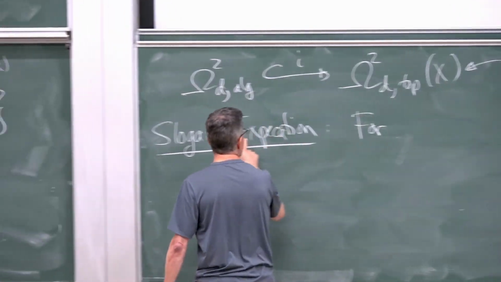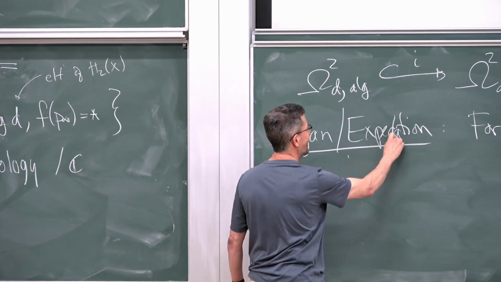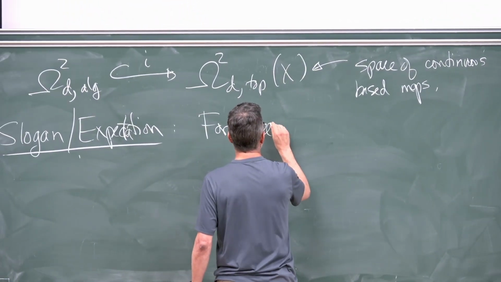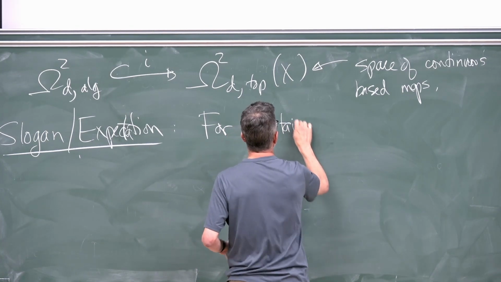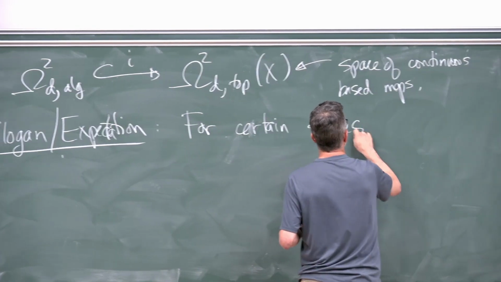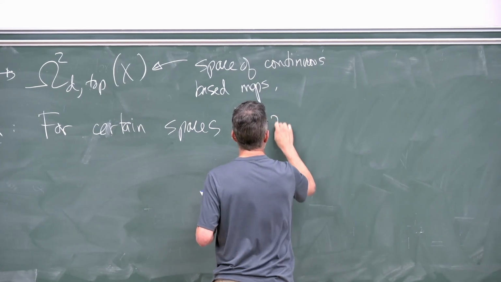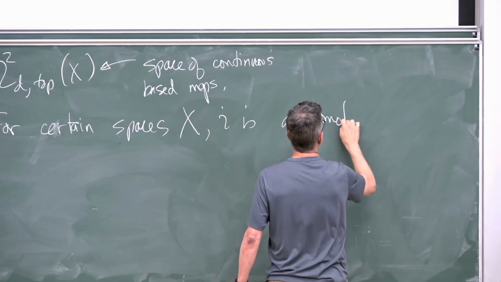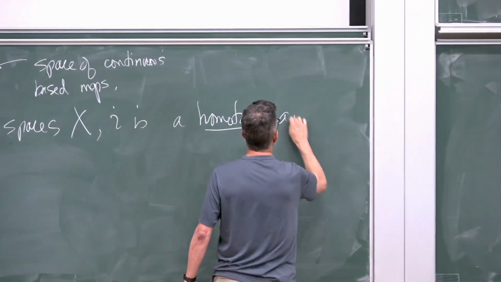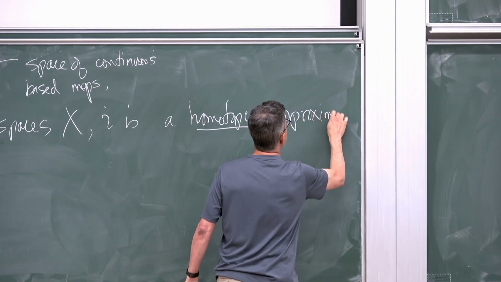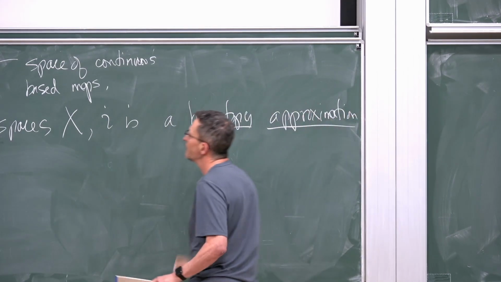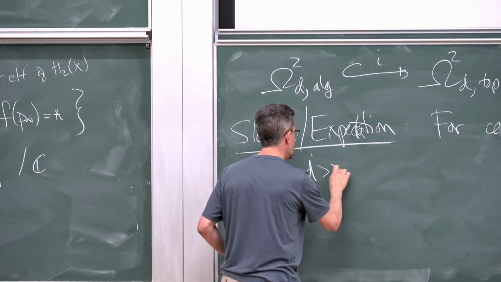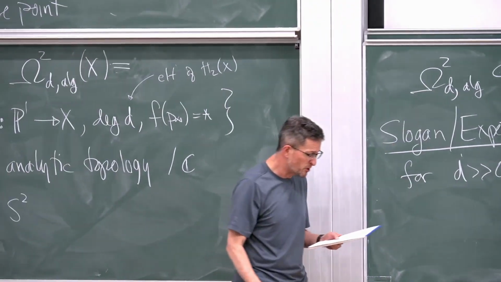I'm still missing something, aren't I? No, it's great. For certain spaces, so this, I guess the word certain is going to be doing some work here, but anyway, for certain spaces or varieties X, I is a homotopy approximation. for homotopy approximation for D large. So D being large in some suitable sense.